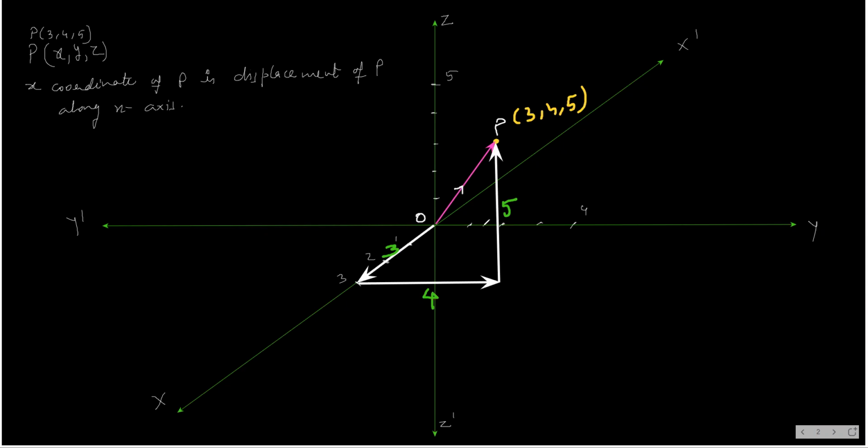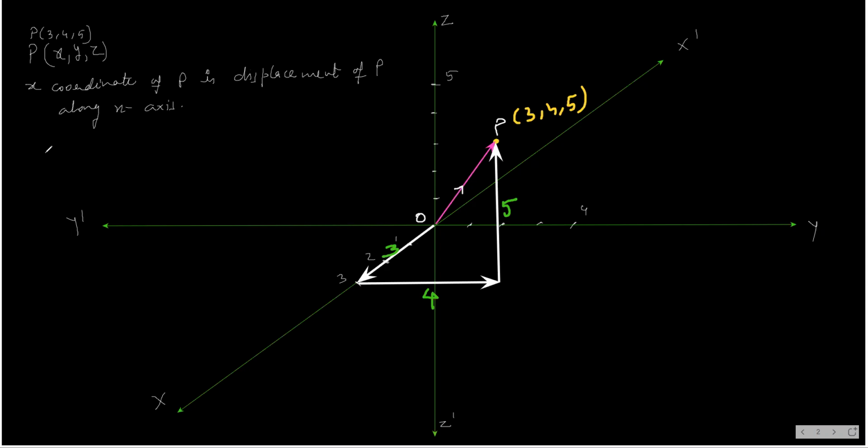Now I'm going to show you how to write the position vector of this point P. I'm going to show you how to write the position vector of point P, which is in space. It is not in a plane, it is in space. So this is what we are going to do now.